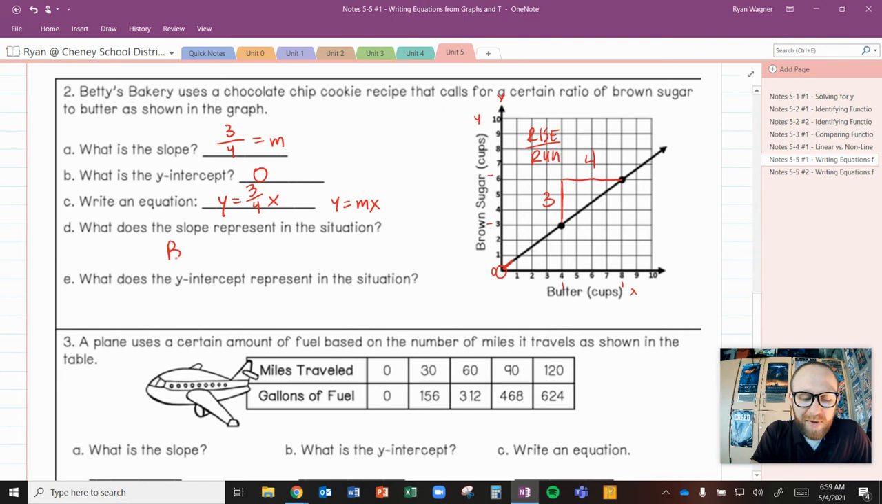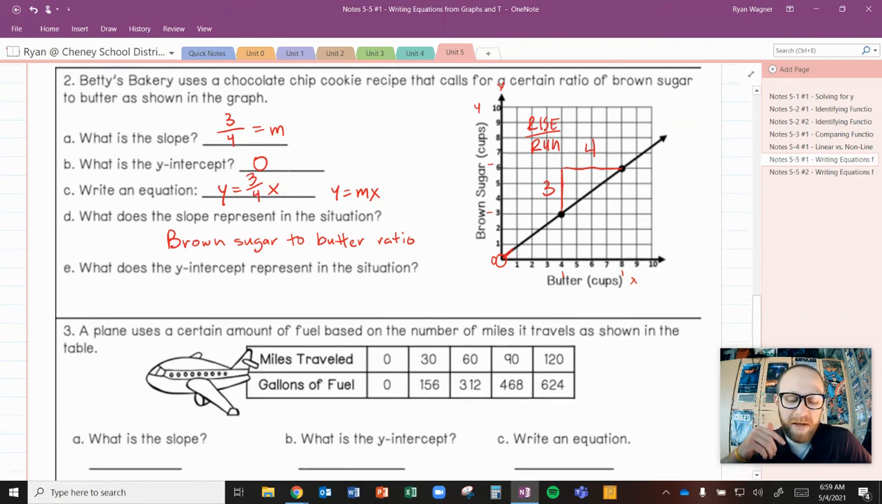Okay? All right, what does the slope represent in our situation? Our slope is brown sugar to butter ratio. So if I have 3 cups of brown sugar, I need 4 cups of butter.